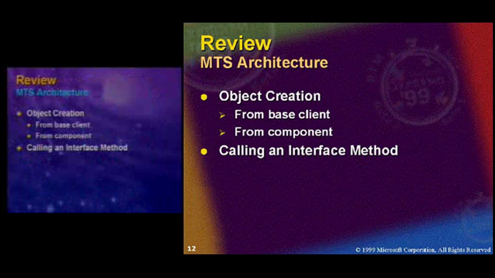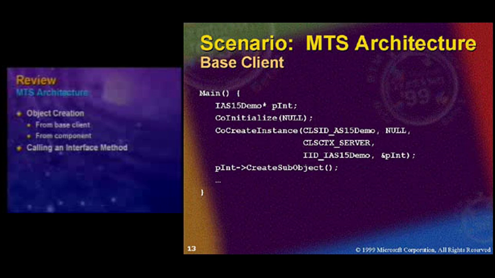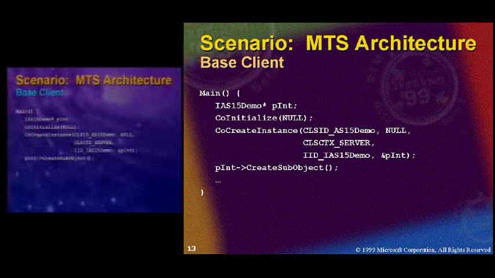Now we're going to look at the same thing in MTS, but we're going to do it a little bit differently in that we're going to look at object creation from a base client, one that's not running in MTS, and then object creation from a component or an object that's already running in MTS. And then we'll also look at calling an interface method.